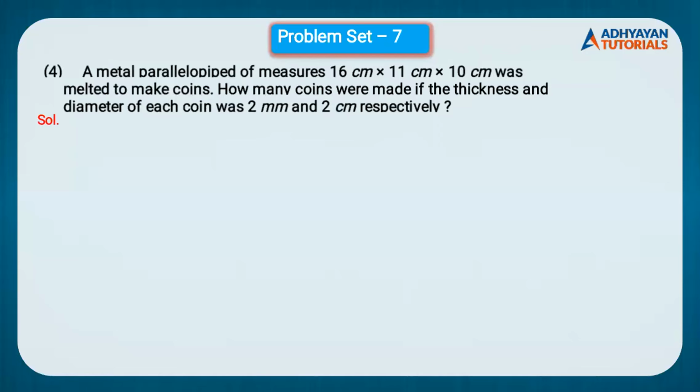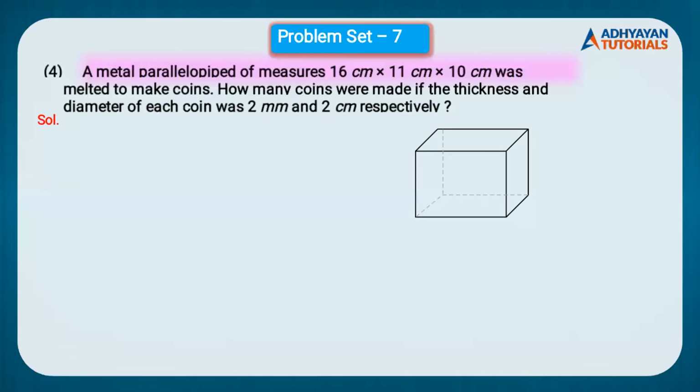Now here in this sum, we'll go step by step. A metal parallelepiped. Now what is the meaning of metal parallelepiped? Metal parallelepiped means cuboid. Here the dimensions of the cuboid are given to us. Now if you remember, in assignment 1, this type of dimensions were given, right? We have done this type of sums in 9th standard.